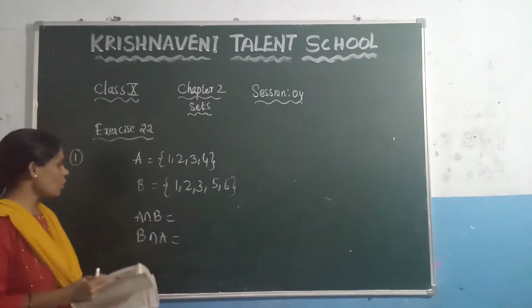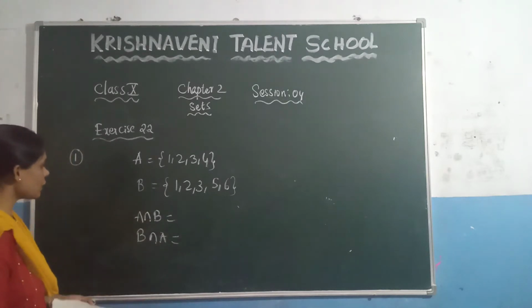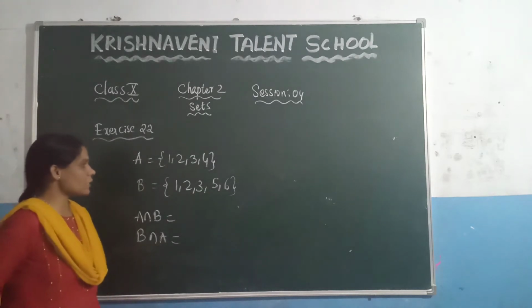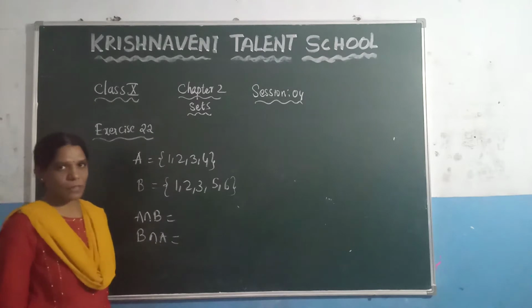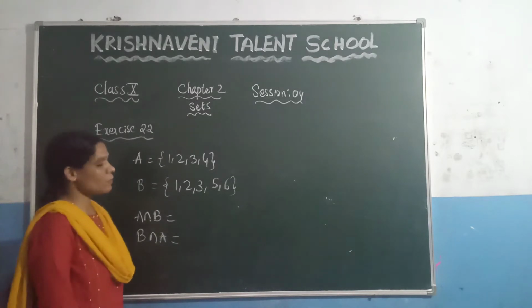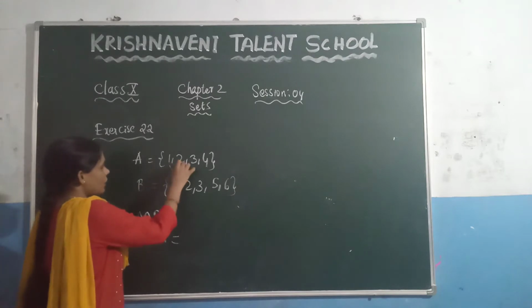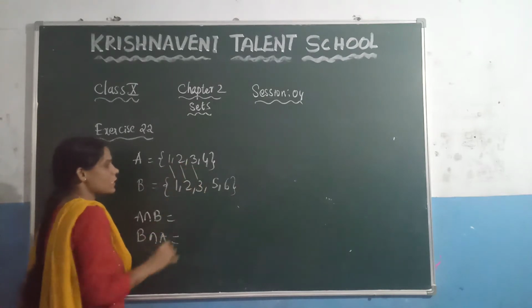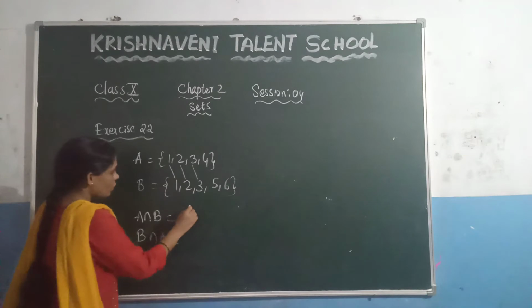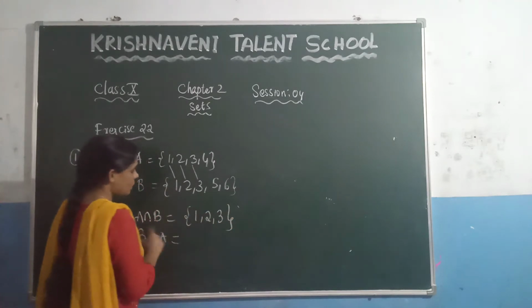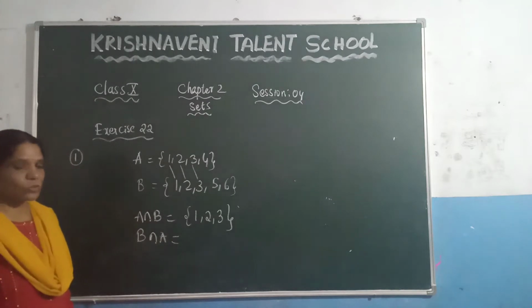So here, what is meant by A intersection B? You know that A intersection B is nothing but the common elements that are present in both A and B. Now you need to see the elements. What are the elements that are common here? 1 is the common element, 2 is the common element, and 3 is the common element. So we write {1, 2, 3}.